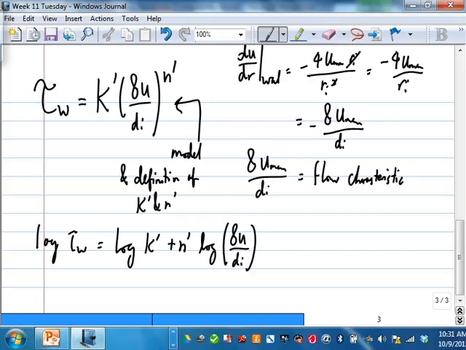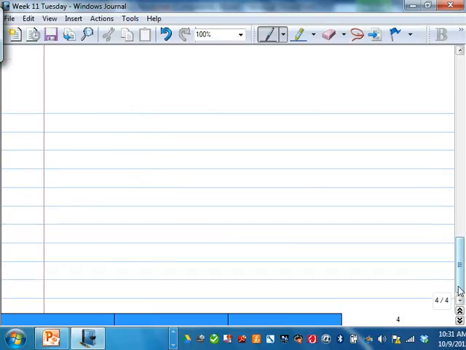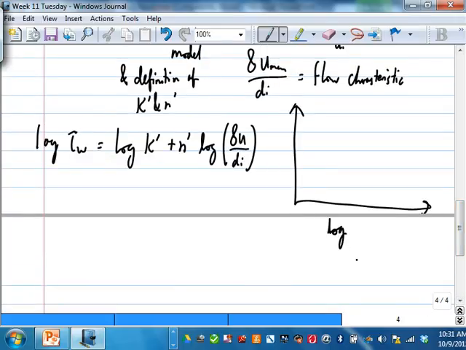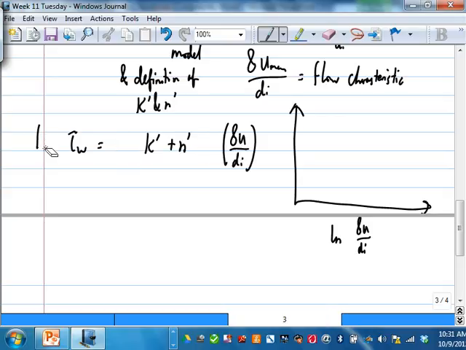With the log rule, if it's multiplied, you can add. If it's to the power, you can bring the power down outside. So this one we can measure, this one we can measure, and we plot. We do an experiment. The bottom axis is log 8U over Di. Normally they take ln, so put ln. That's the definition. They are just numbers at the moment.